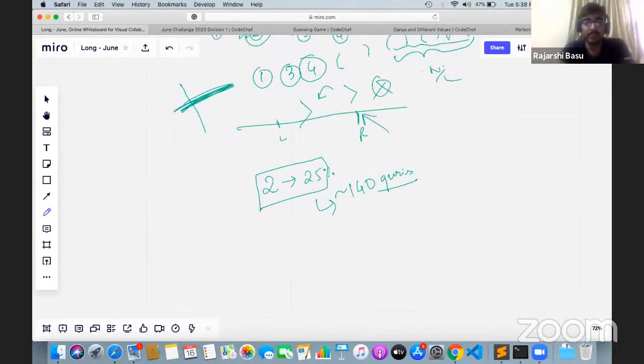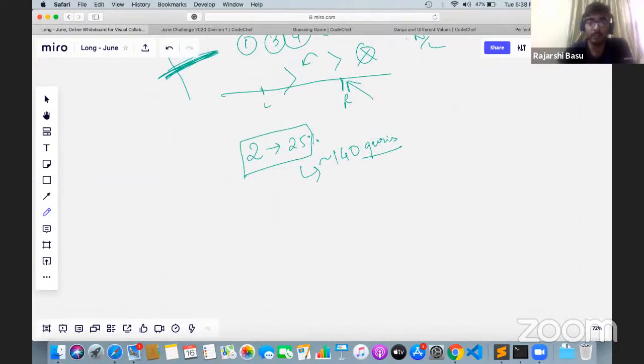Now 25% query, you get 140 queries for 25% reduction. Now, how can you improve this? Because in the last subtask, this is enough to get you 75 points, but not enough to get you 100 points. So how do we make this better?